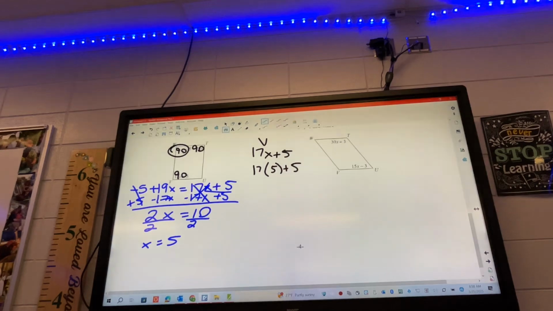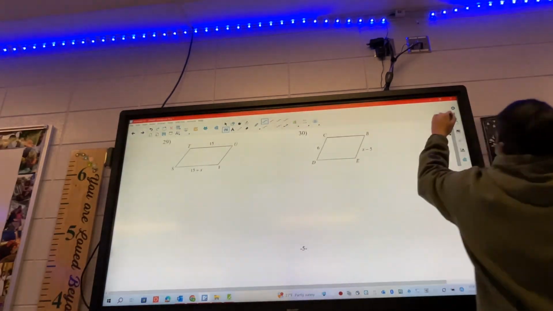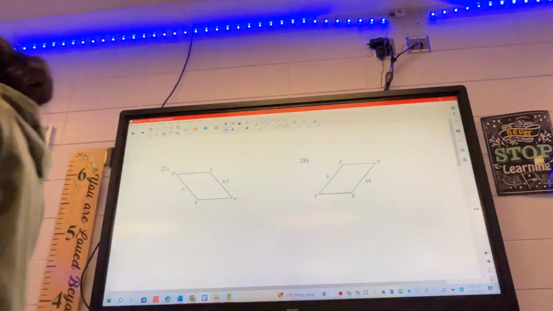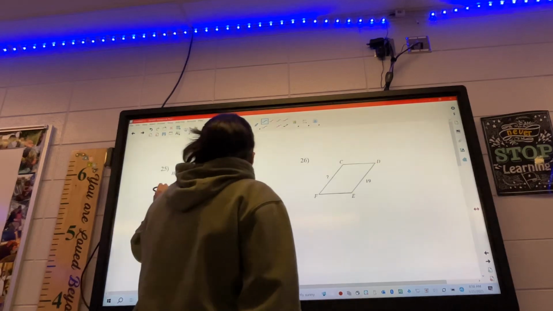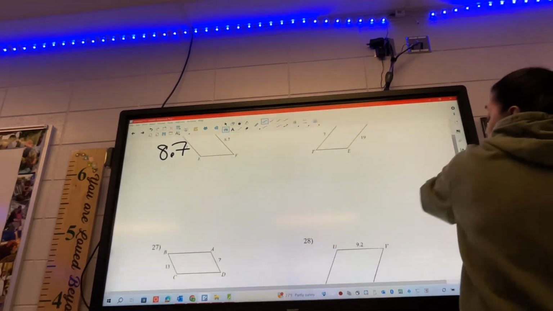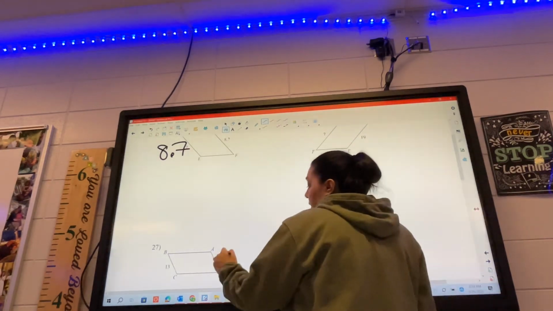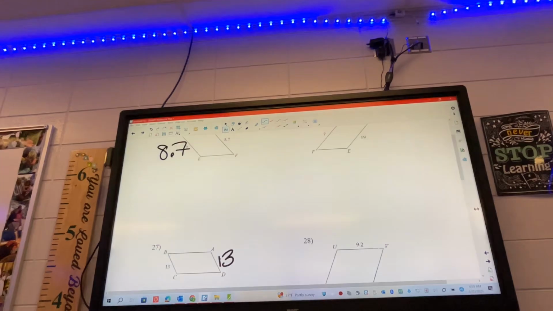Okay, 25. If the right side is 8.7, what's the left? 8.7. Okay, 27. If the left is 13, what's the right? It's also 13. We got 4 left.